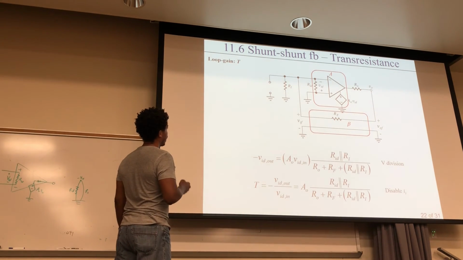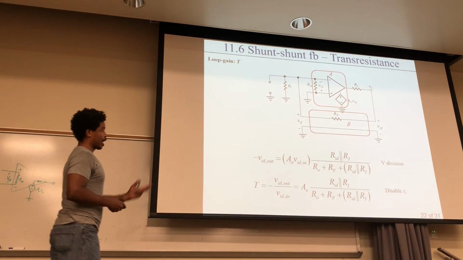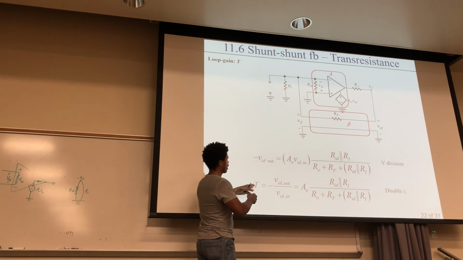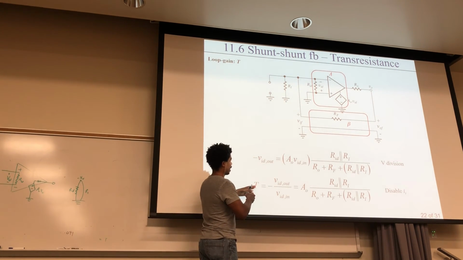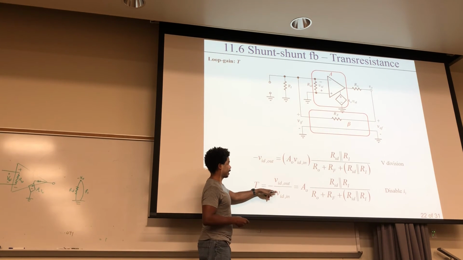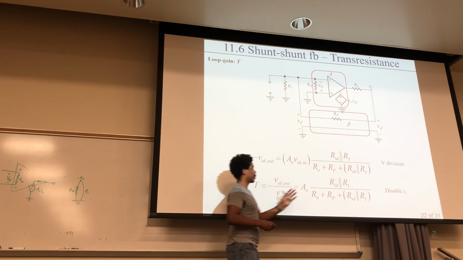So here's the loop gain right here. And again, I'm skipping steps now. I got this from voltage division. Okay, then I do the ratio of the output to input. I get this right there.